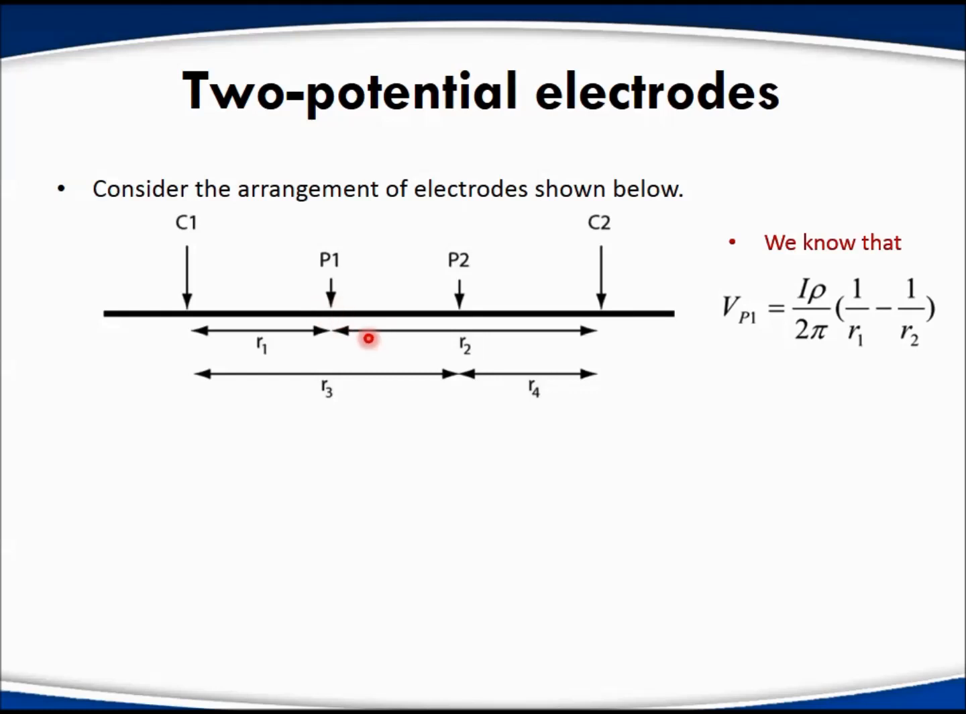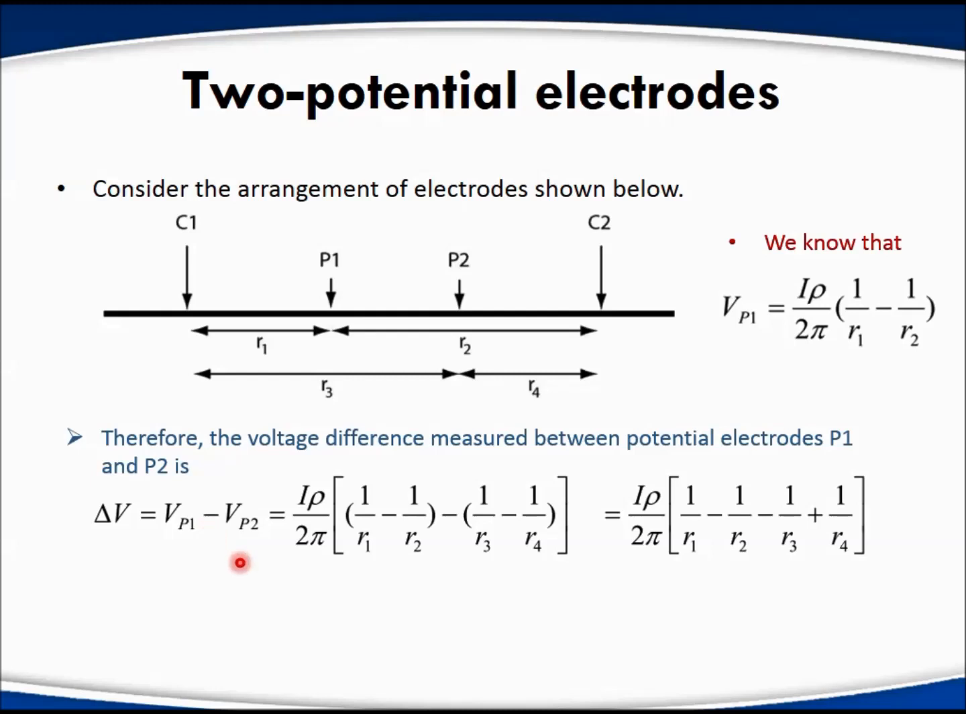So here, we consider the potential difference captured by radius 1 and radius 2, where radius 1 is the distance between C1 and P1, while radius 2 is the distance between C2 and P1. So now we know that the potential difference delta V needs to consider the voltage at P1 and P2. Hence, we also need to consider the radius from C1 to P2 and the radius from C2 to P2.